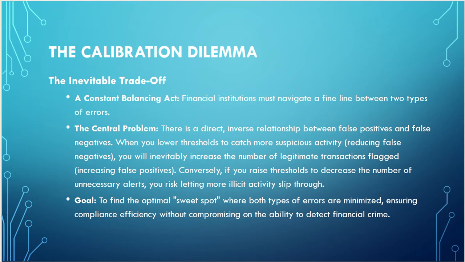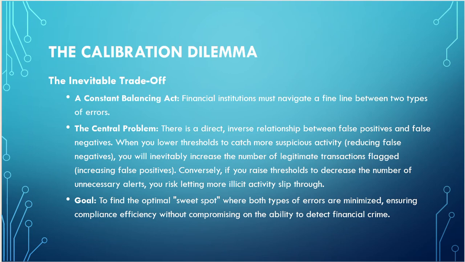That is the calibration dilemma. What are the challenges when we calibrate these models? Let's discuss that: the inevitable trade-off, a constant balancing act. The central problem and goal is that the financial institution must walk a fine line between two types of error, a type 1 error and a type 2 error. We consider that while doing threshold tuning. The central problem is that there is a direct inverse relationship between false positives and false negatives.